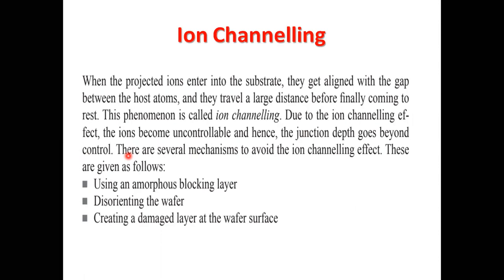There are several mechanisms to avoid the ion channeling effects. These are given. First one is using an amorphous blocking layer. Second one is disorienting the wafer. And third one is creating a damaged layer at the wafer surface. So these were in short the ion channeling effect. So let us move forward to the next slide. And I hope this slide is clear to all of you.